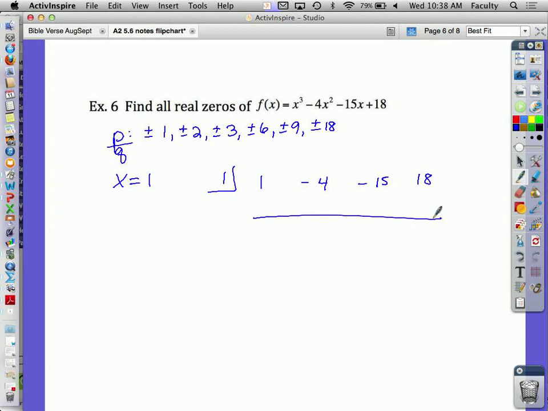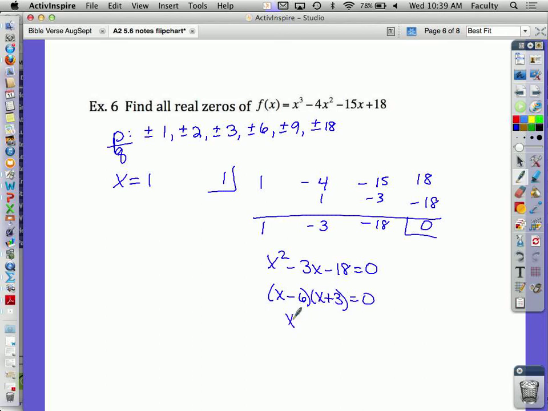Do you guys understand that if this were x to the 4th, I couldn't stop with one of them because I can't factor an x cubed necessarily. So I'd have to find 2 of them and then try to divide. All right, so I have 3 answers, -3, 1, and 6.